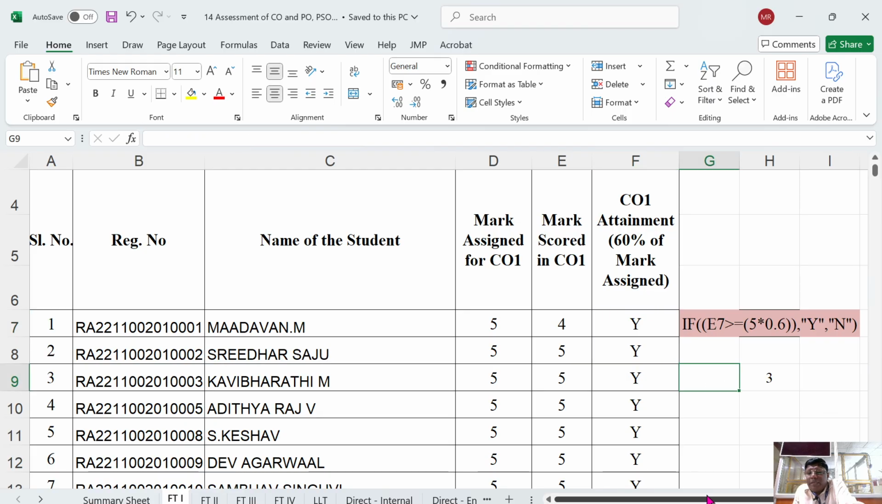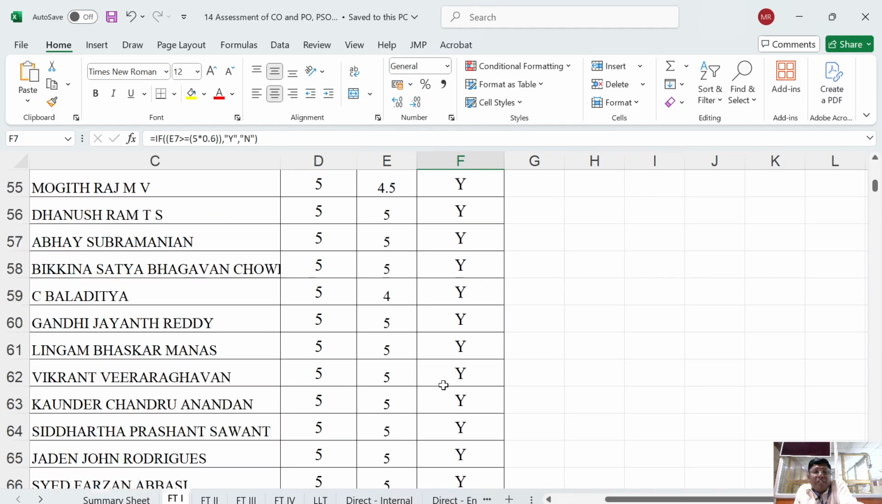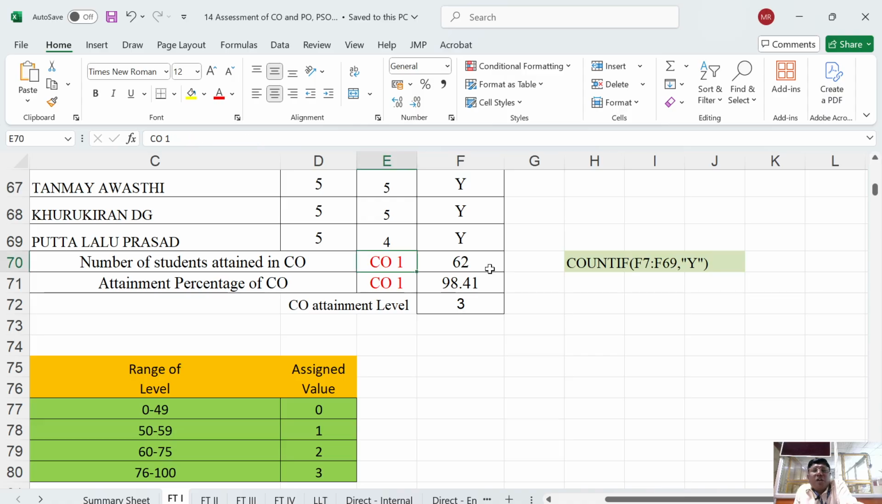So if you look at the 60%, say 5, it means 5 into 0.6, it is 3. So 4 is greater than 3, so then it is YES. If you know the formula, you can put the formula method, and the formula method is given here. You can follow it, or manually also you can calculate it. Now after calculating for all the students, you have to count how many yes and what the attainment percentage is. It must be divided by the total number of students to find out the attainment level.